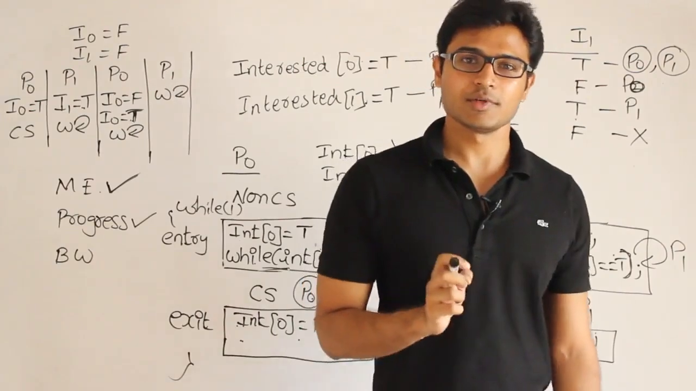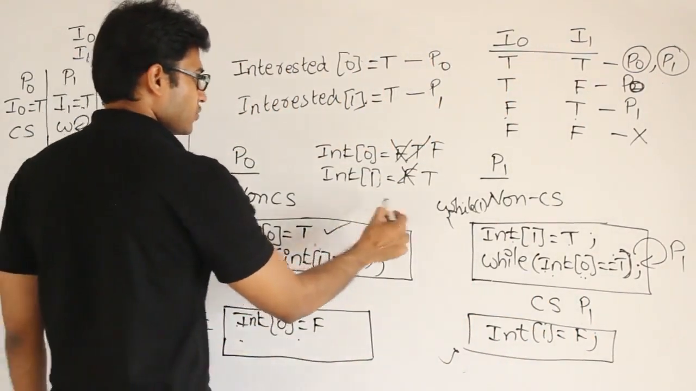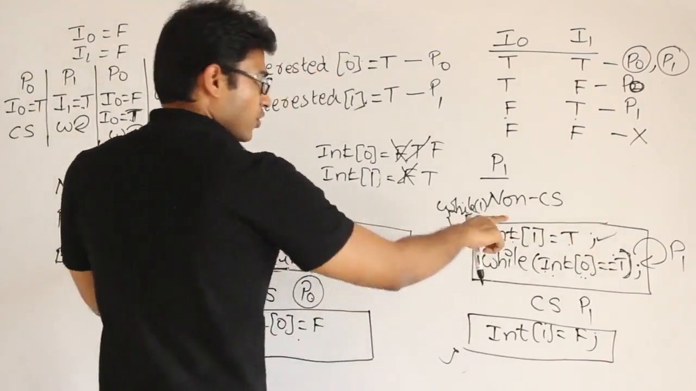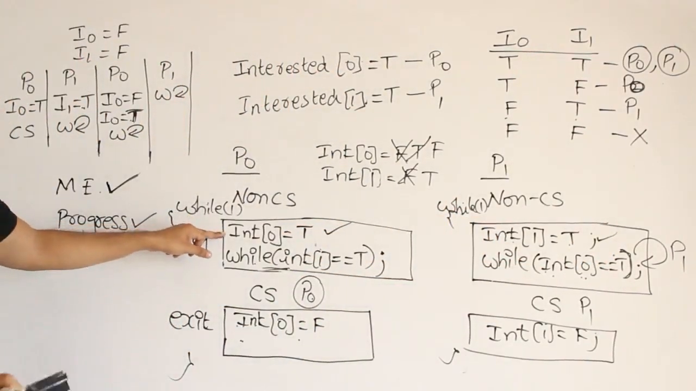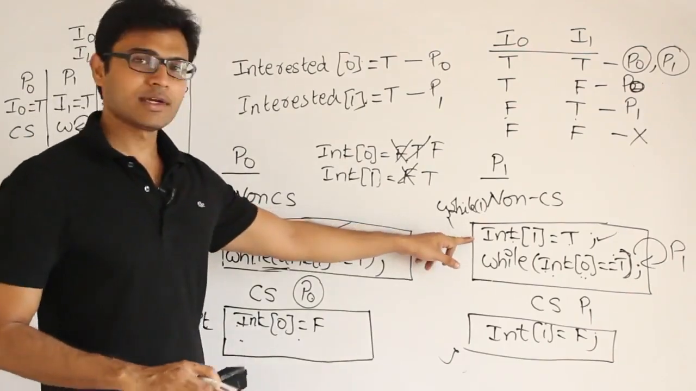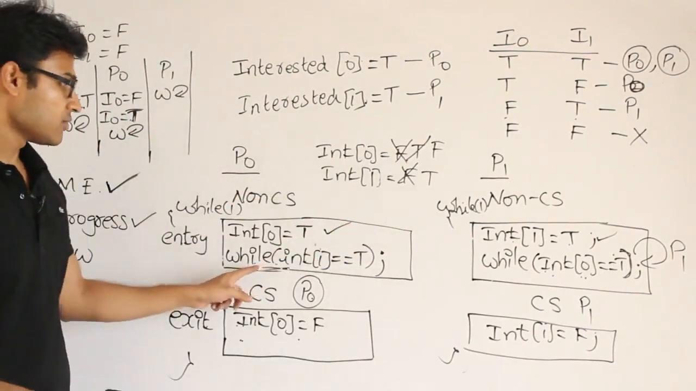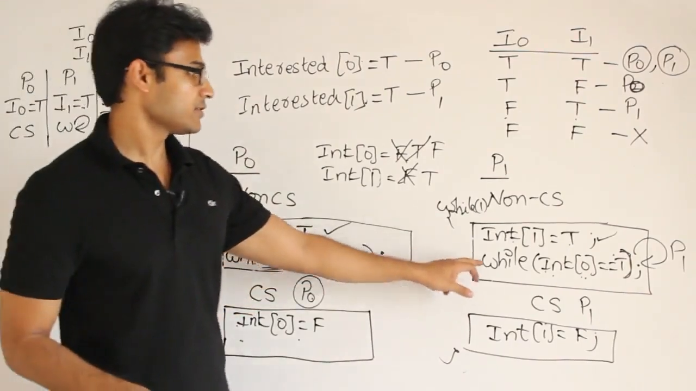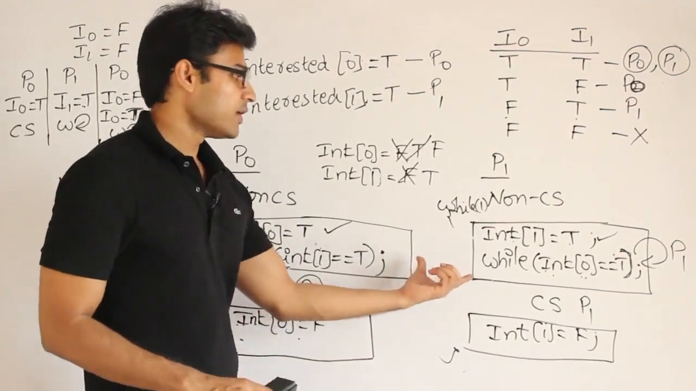So deadlock is possible. The reason is when both of them show that their interest is true, and both of them get preempted, which means P0 has executed this line, got preempted. Then P1 has executed this line, got preempted. Then P0 will come and check that the other one is interested and it will be in the while loop. And P1 also comes, it will check that the other one is interested and it will be in the while loop. Therefore, there is a deadlock.